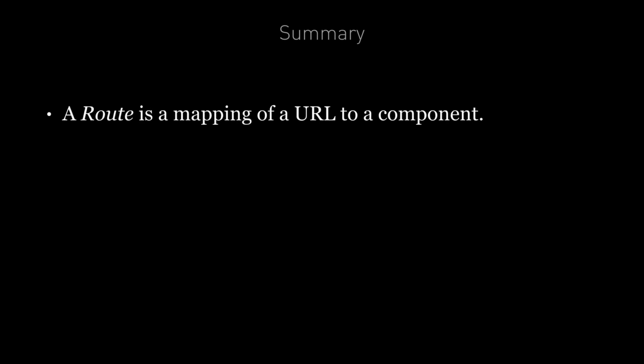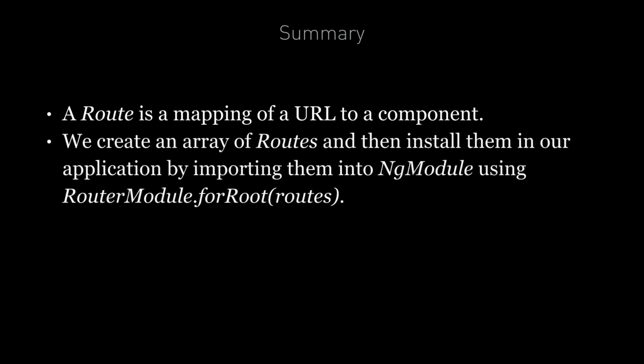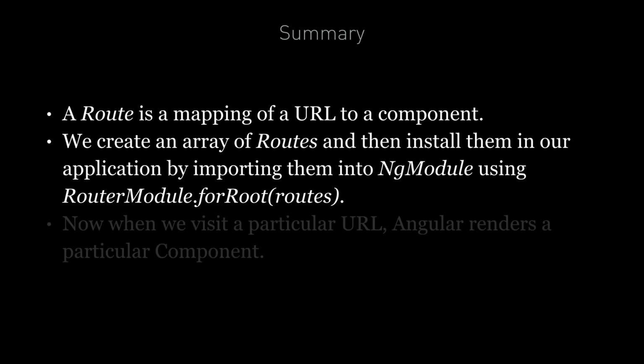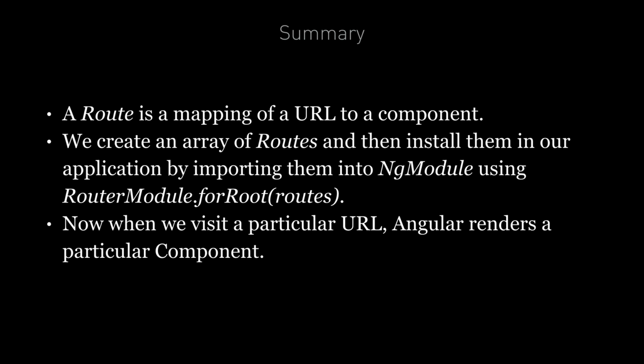So to summarize, a route in our application is defined by a mapping of a URL to a component or a redirect to another URL. We can create an array of routes and then install them in our application by importing them into our NgModule using the RouterModule.forRoot function. In this lecture, we've shown you how we can configure routes and manually type in the different URLs in the address bar to make the application render different components depending on which URL the user visits. Next, we'll show you how you can navigate between these different routes in Angular without having to manually type the URL in the browser address bar.